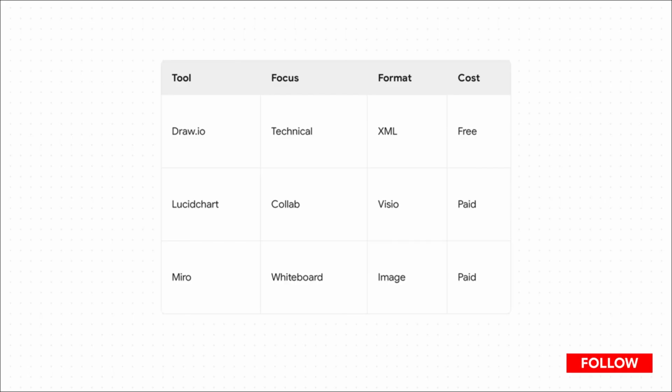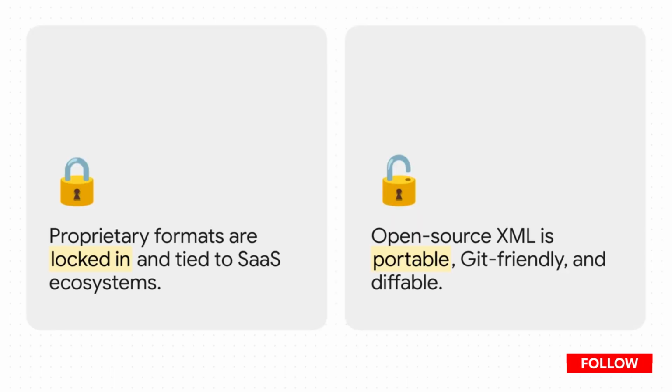Lucidchart is a paid software focused heavily on real-time, cross-functional collaboration, which is perfect for corporate teams editing together live. And Miro, well, it's a digital whiteboard. It's meant for free-form brainstorming and slapping sticky notes on an infinite canvas. So, choosing the right tool depends entirely on whether you're documenting strict architecture, collaborating on a process, or just brainstorming raw ideas.